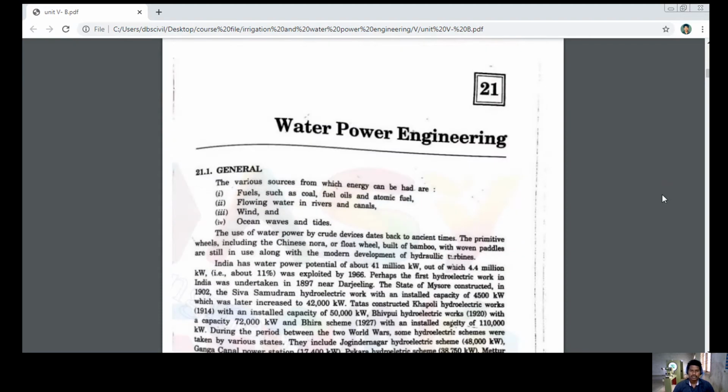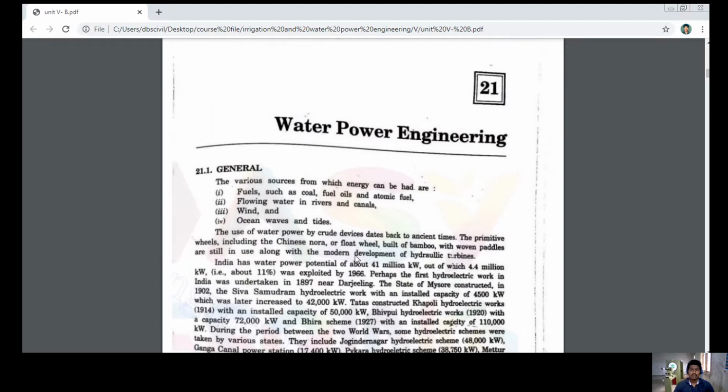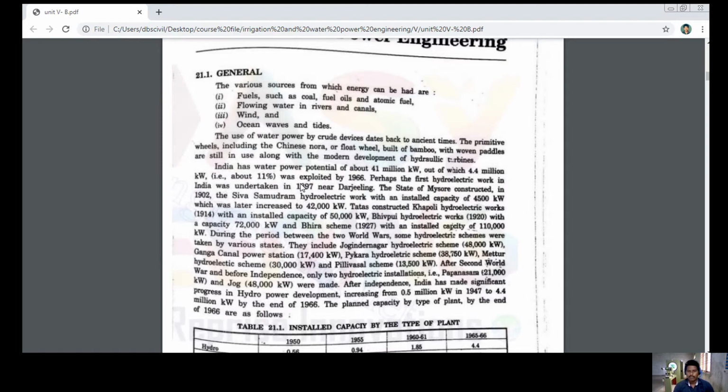In this chapter, water power engineering, here we have completed some general topics so far. What are those? Let's have a look. Introduction of water power engineering. In this we have covered what is meant by water power engineering, and where all it was installed in India and by the year, and what was the power consumed, what was the power generated by those water power engineering products.